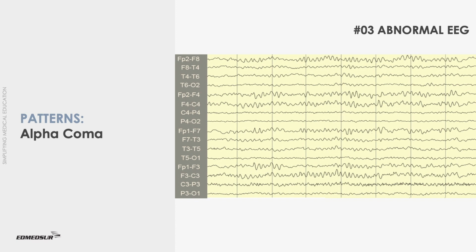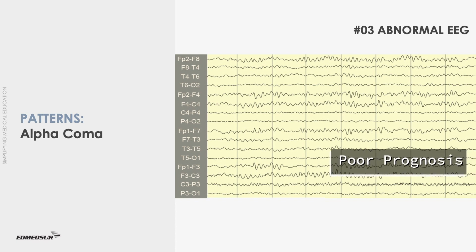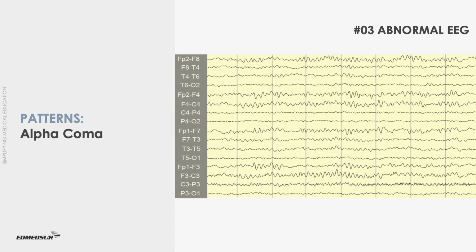Alpha coma is defined as the appearance of EEG activity in the alpha frequency range in an unconscious patient. This pattern is mostly anterior predominant, symmetrical, and highly persistent. It does not vary with stimulation, and is believed to result from midbrain involvement. The prognosis of alpha coma is extremely poor. All patients usually either die or survive in a chronic vegetative state.